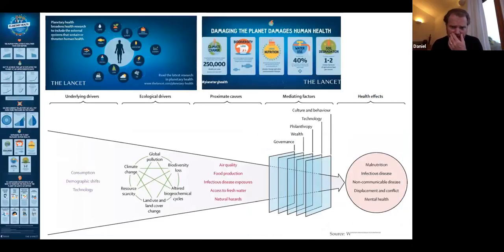These are some graphics from that report from the Lancet, and I'm not going to go into a lot of detail with it, but it's showing that there are underlying drivers around consumption and demographic shifts and technology. And I would say they should have put the economic system there, because that really is fundamentally the pathological system on the planet. We have a degenerative economy and a money system that cannot give us a regenerative or sustainable future. And unless we address that, we will run into trouble.